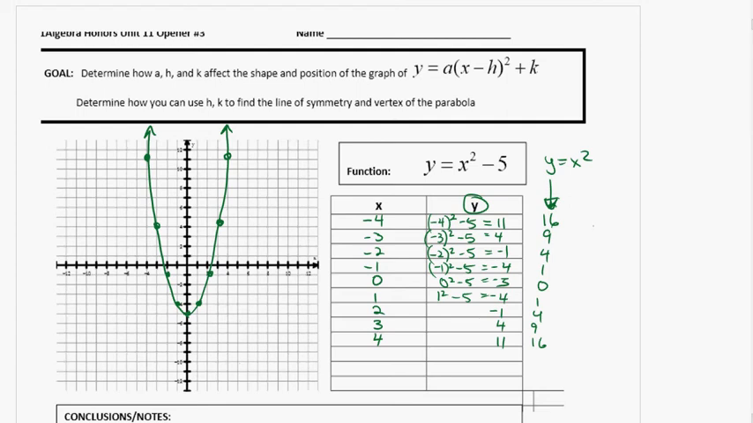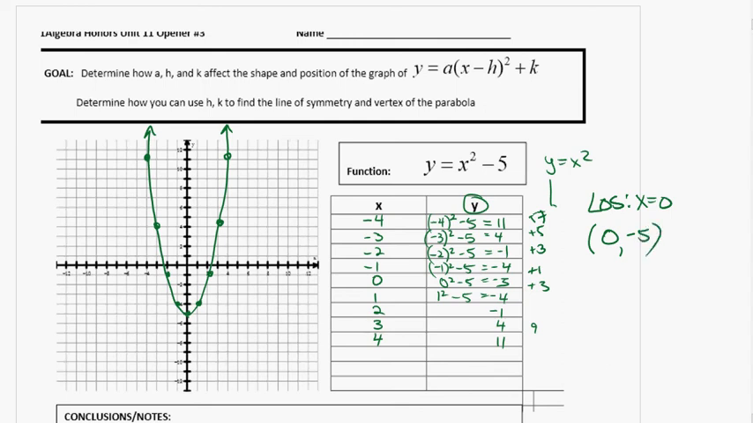Again, the pattern still holds. From the vertex, you're going plus 1, plus 3, plus 5, plus 7 in both directions. So your line of symmetry is still x equals 0, as in both of the prior examples. And your vertex is now 0, negative 5.